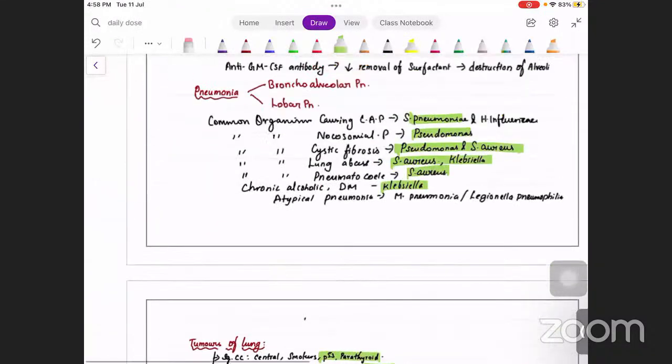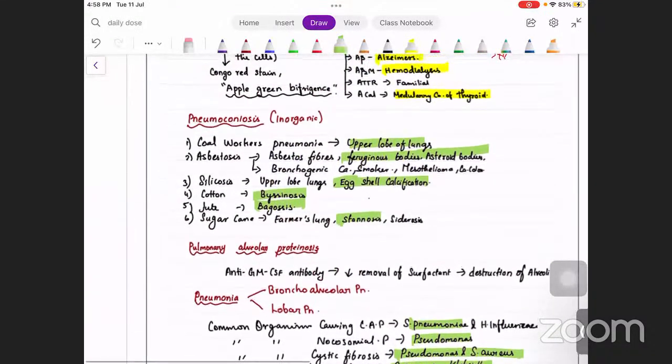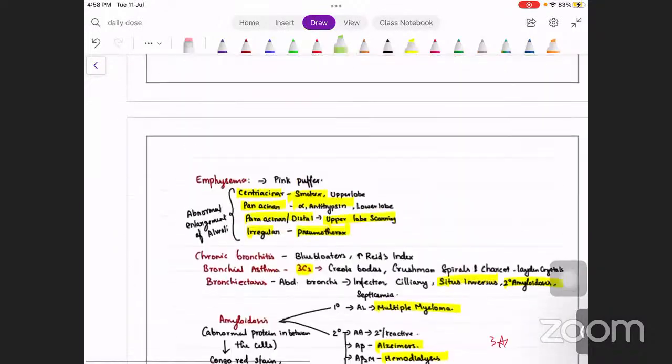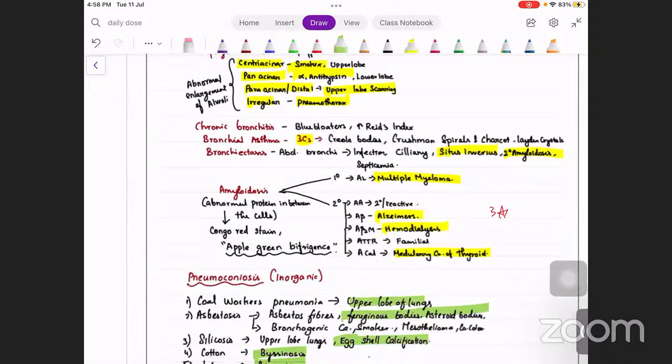Okay, so with this we have done with the respiratory system. So what are the things we have talked about? Centroacinar is associated with smokers. Panacinar is associated with alpha-1 antitrypsin. Chronic bronchitis is blue bloaters with increased Reid index. Bronchial asthma, 3 Cs: Curschmann spirals, Creola bodies, and Charcot-Leyden crystals. Then you have amyloidosis, primary AL, multiple myeloma, A beta Alzheimer's, A beta 2M hemodialysis, ACAL medullary carcinoma of thyroid.